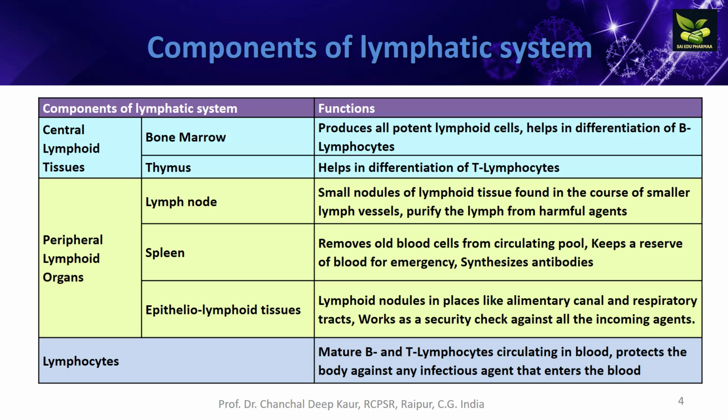And the spleen is a very important organ as it removes old blood cells from the circulating pool, and it keeps a reserve of blood for emergency, and it also synthesizes antibodies. Next are epithelial lymphoid tissues. Lymphoid nodules in places like the alimentary canal and respiratory tracts work as a security check against all the incoming agents in the body. Next are lymphocytes. Mature B and T lymphocytes circulating in blood protect the body against any infectious agents that enter the blood. They are also a very important part of our immune system.